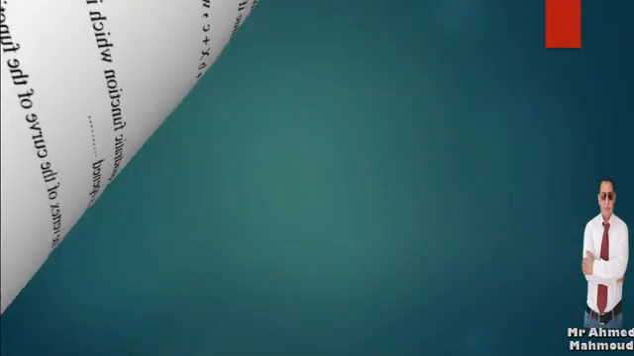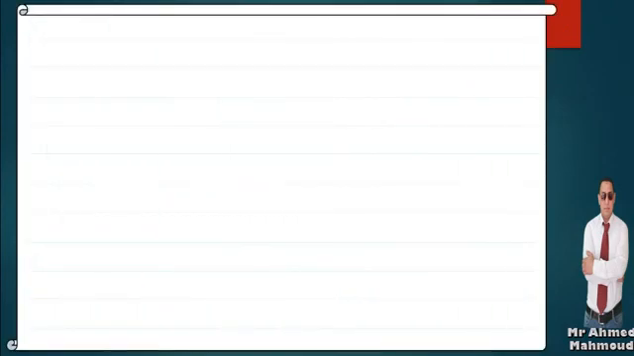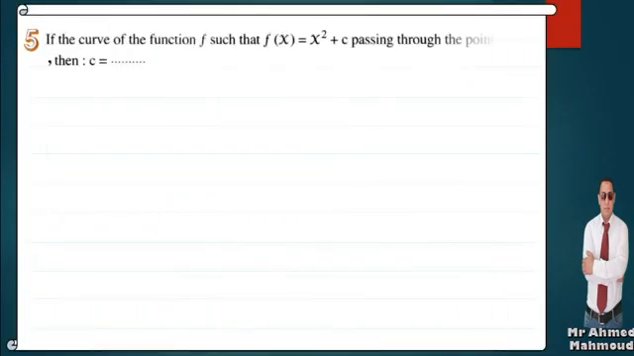Okay, the next one, the curve of the function such that f of x equals x power of 2 plus c passing through 0 and 2. As I said before, 0 here is x and 2 is f of x. Okay, then in place of f of x I will write 2 equals 0 power of 2 plus c. 0 plus c equals c, then c equals 2.